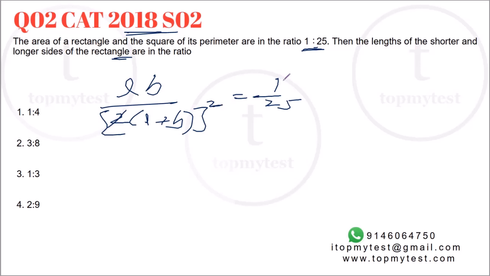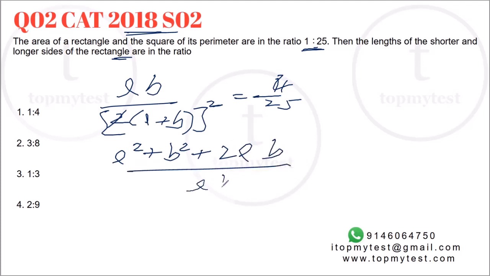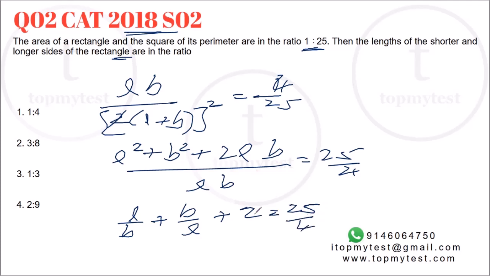This 4 will go here and become 4. If you rewrite this, you'll get L square plus B square plus 2LB divided by LB equals 25 by 4. If you rewrite this, L square divided by LB will be L by B, B square by LB will be B by L, plus 2 equals 25 by 4. So if you take out this 2, this will become 17 by 4. Now you can use any of the options, right?